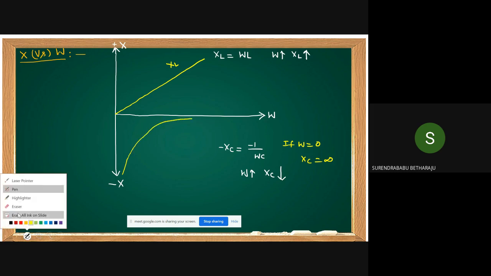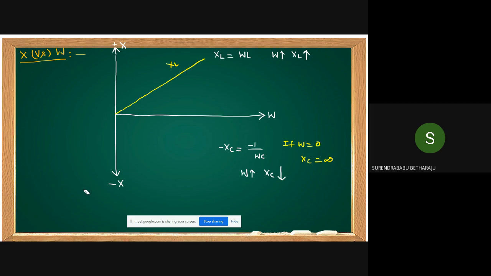Then which curve is this, sir? Sir, why did you take the negative side? Because the capacitive reactance is negative reactance. Then I get the curve like this. This is the capacitive reactance, Xc. If omega tends to infinity, Xc tends to 0. That is the meaning. This is the Xc curve.